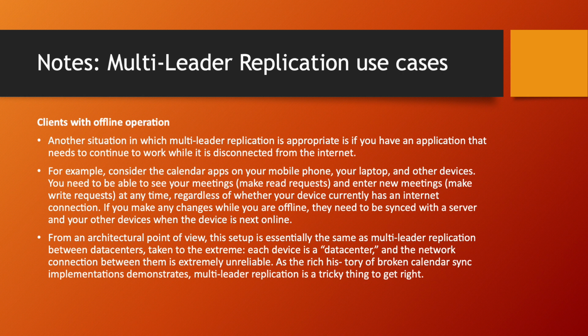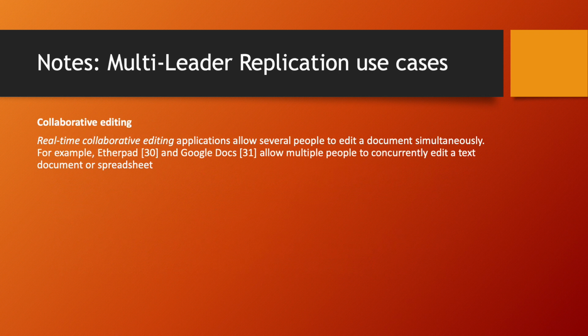From an architecture point of view, this setup is essentially the same as multi-leader replication between data centers, taken to the extreme. Each device is a data center, and the network connection between them is extremely unreliable. As the rich history of broken calendar sync implementations demonstrates, multi-leader replication is a tricky thing to get right.